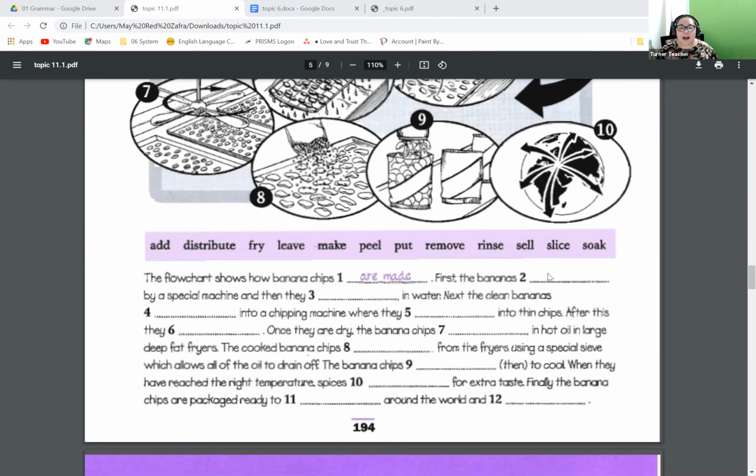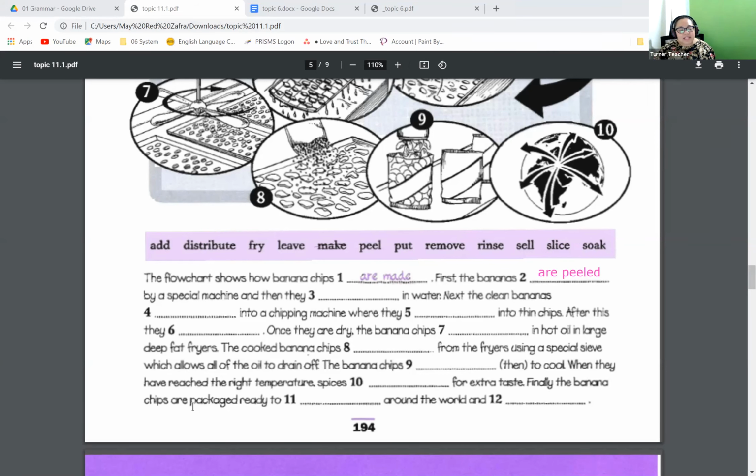Okay. So the flow chart shows how banana chips are made. What about number 2? First, the bananas blank by a special machine. Peel? Yes, of course. So that's peel, the first thing that we will do with our bananas, right? We will peel them. So that is a present tense because this is a manufacturing process, which means it keeps on going and going and going. So we normally use a simple present for things that we keep repeating all the time.